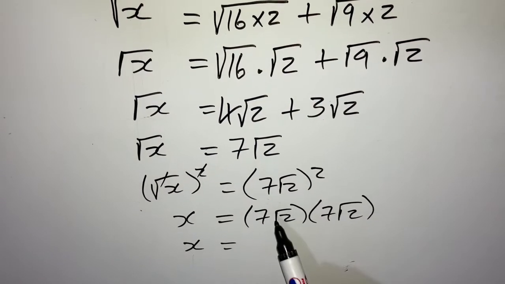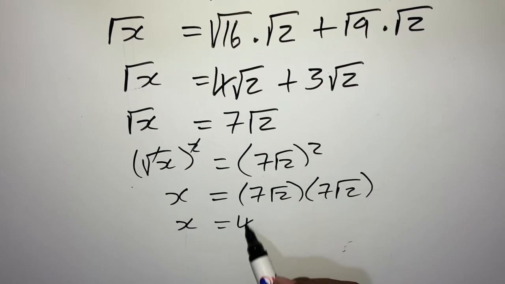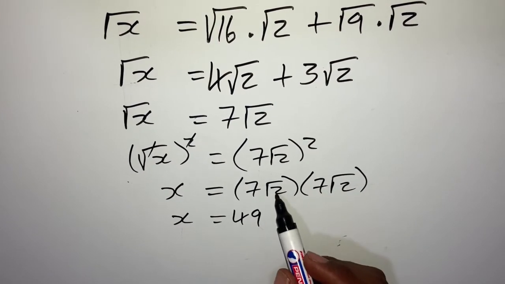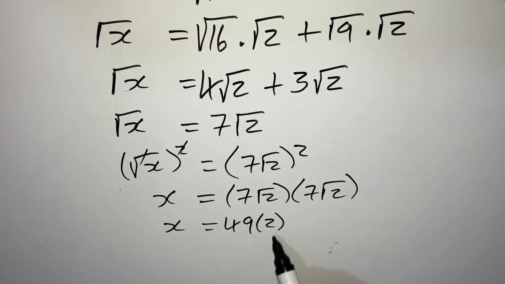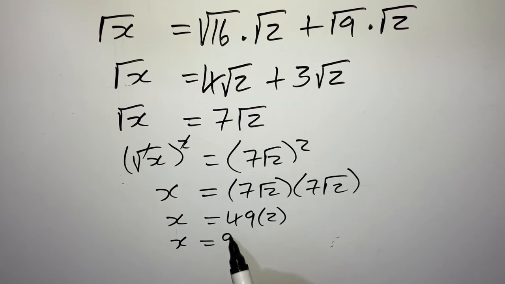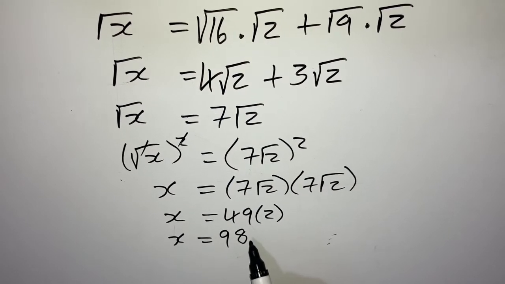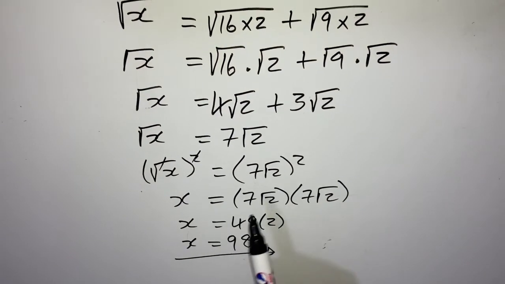Which is, I go on to multiply 7 times 7. I get a 49. Root of 2 times the root of 2, I get a 2. Then x is equals to 98. So this is my x value for this sum in particular.